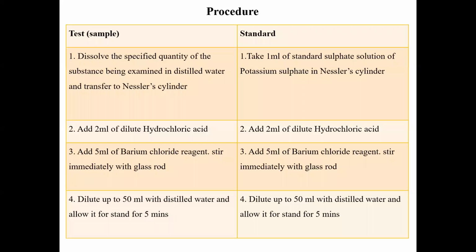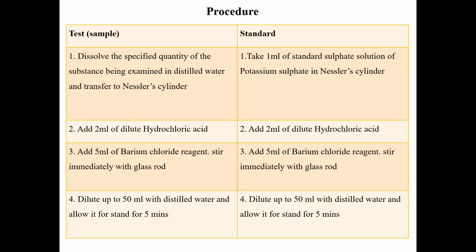So coming to the procedure in the limit test for sulfate, you have to take two Nessler cylinders and first mark them as test and standard. After marking them, take the test Nessler cylinder, and in that you have to dissolve or add a little quantity of sample and put it into some distilled water. You have to add 5 to 10 ml distilled water in that. And in the standard, you have to take 1 ml of standard sulfate solution of potassium sulfate, or you can take sodium sulfate, in the standard Nessler cylinder.